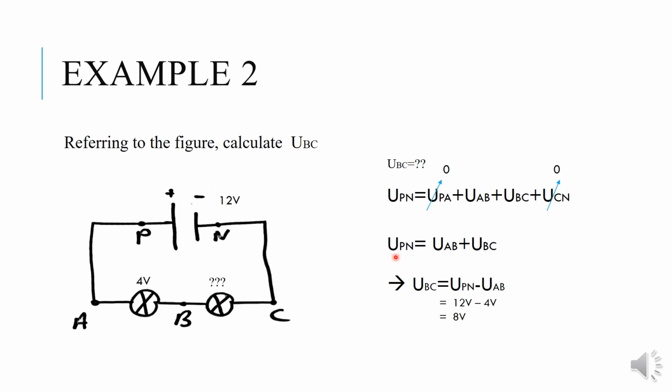UPN is given, UAB is given. I have to calculate UBC. So UBC is equal to UPN minus UAB, which equals 12 volts minus 4 volts. So UBC equals 8 volts. If you add 8 volts to the 4 volts, you will get the voltage across the battery.